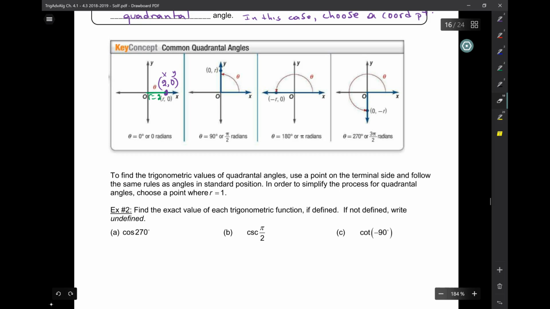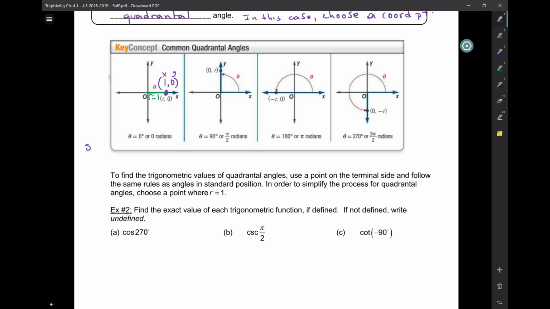What if I didn't choose 2? My favorite number for these is a 1. What if I chose 1, 0? What would R be then? 1. Just 1. And so now, if I wanted to find, let's say, how much is the angle at that point? 0, right? It's 0 degrees.